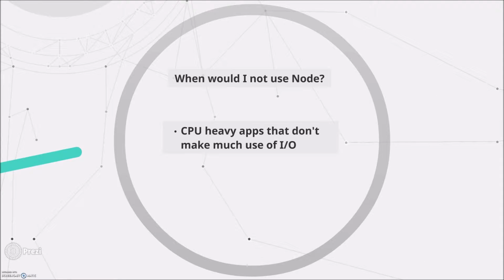So, in what kind of situations would you not use Node? Well, when you have a CPU-intensive application that doesn't make a lot of use of user input and output, then it wouldn't make much sense to use it. It's kind of like using a Prius in an off-road terrain.